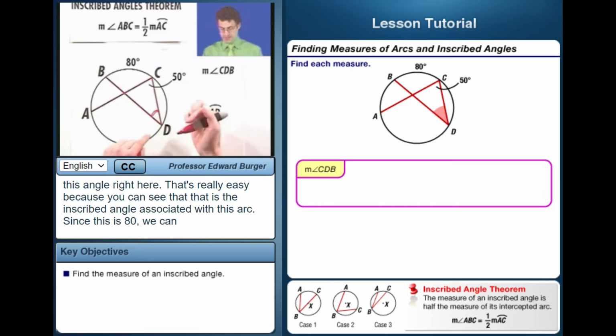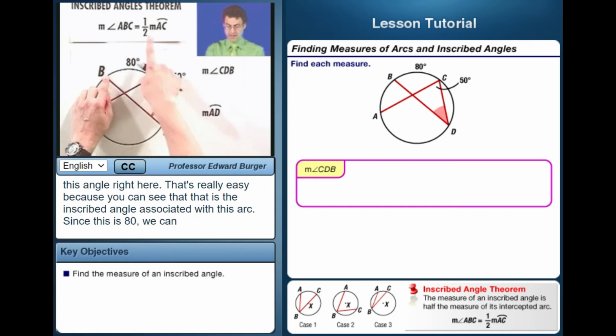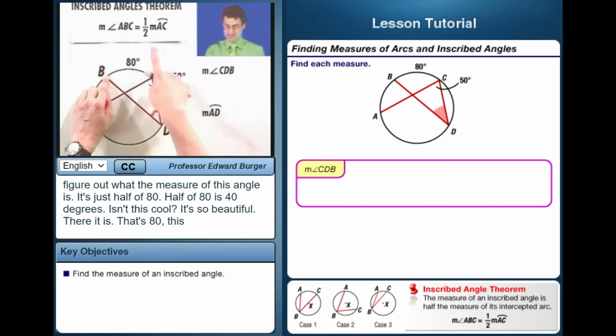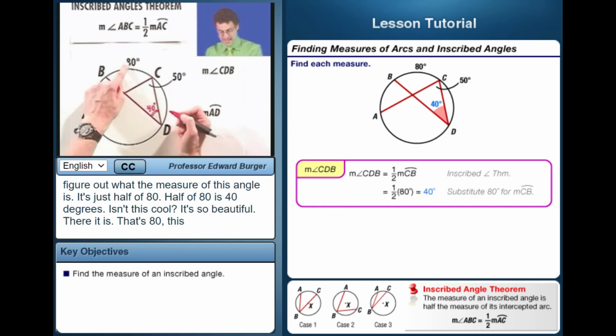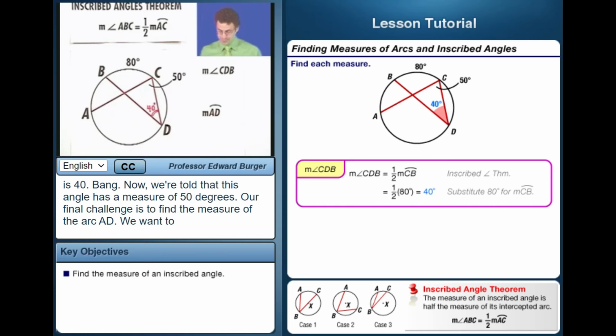But that's really easy because you can see that this actually is the inscribed angle associated with this arc. Well, since this is 80, we can figure out what the measure of this angle is. It's just half of 80. Half of 80 is 40 degrees. Isn't this cool? I mean, it's so beautiful. There it is. That's 80. This is 40. Bang.